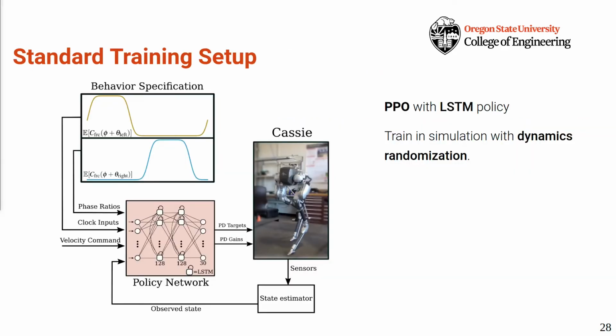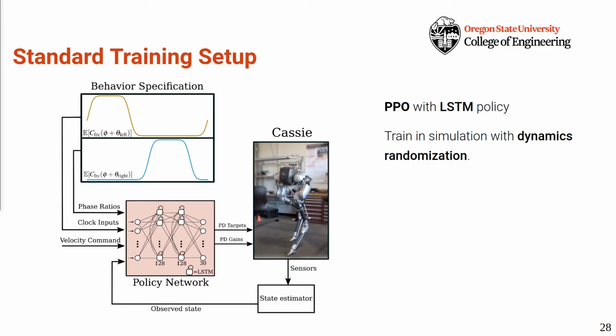Now that you've seen a few of our hardware results and the intuition behind defining legged gaits using our framework, you may be curious about some of the more technical details. The actual inputs to the learned controller are the ratios and shifts which define the behavior specification as well as the velocity command and the robot's observed state.